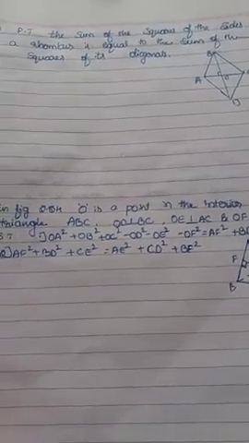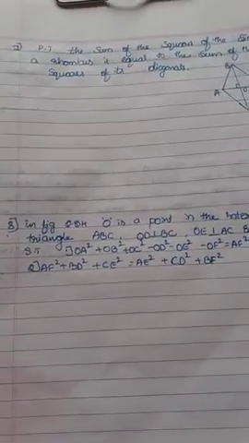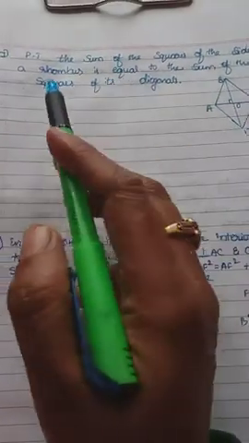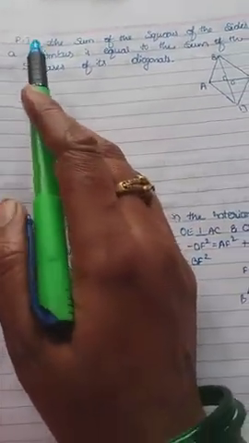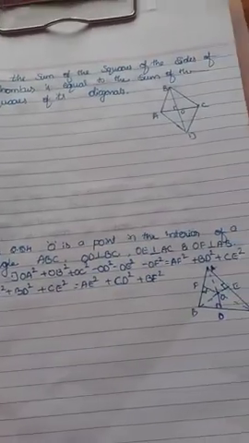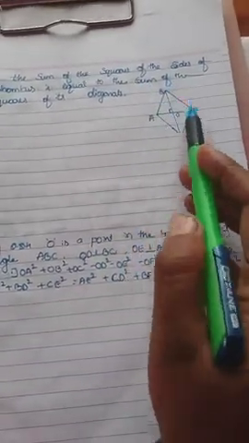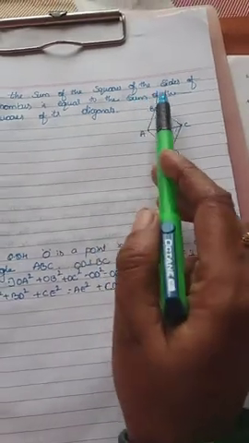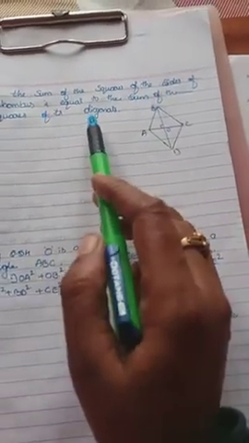Hello students, now we are in the seventh sum of exercise 2.5. Let us read the sum first. Prove that the sum of the squares of the sides of a rhombus, this is a rhombus ABCD, is equal to the sum of the squares of its diagonals.